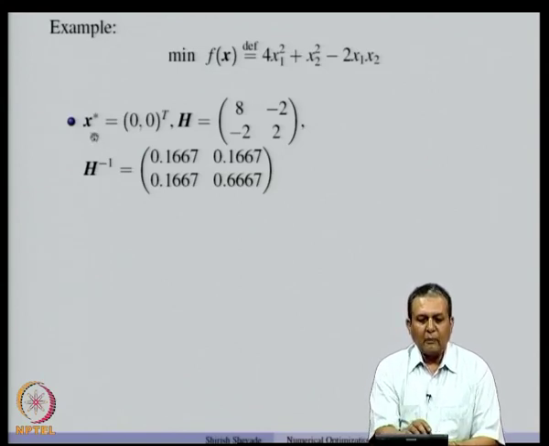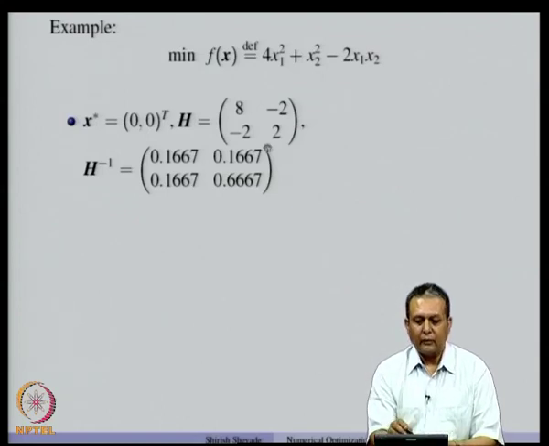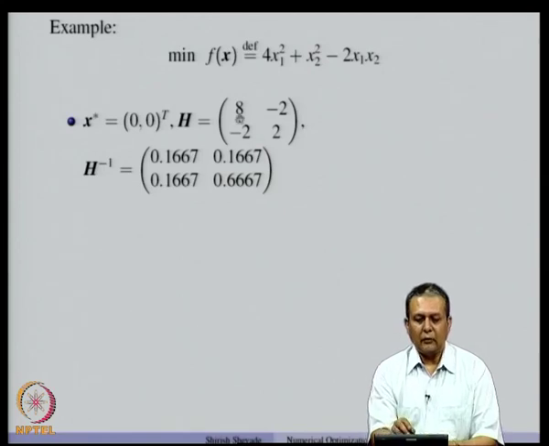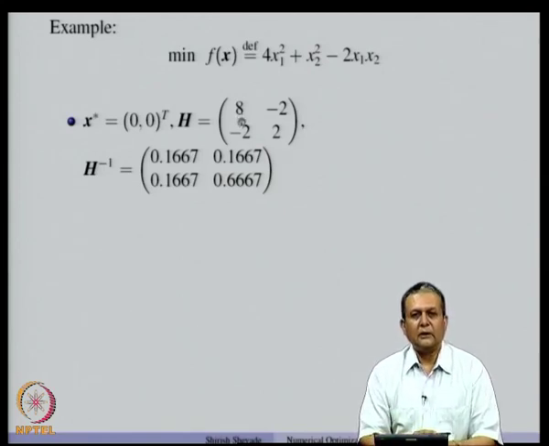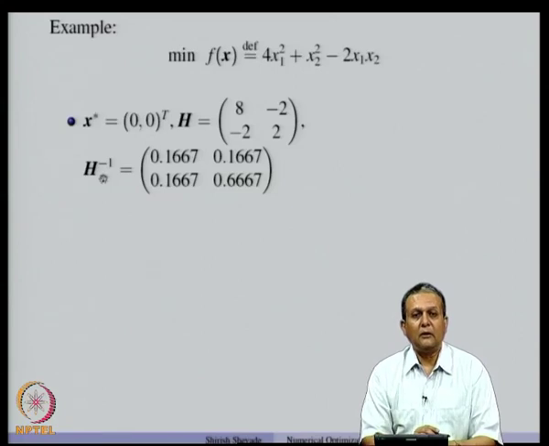So, we know that the minimum of this function occurs at the origin. The function is quadratic. So, the Hessian matrix is constant irrespective of the value of x, and you can also see that the Hessian matrix is positive definite. Now, I have also given here the inverse of the Hessian matrix, which is shown here.